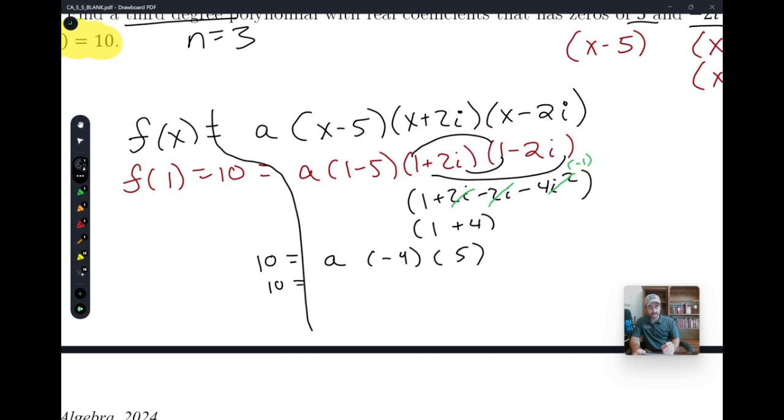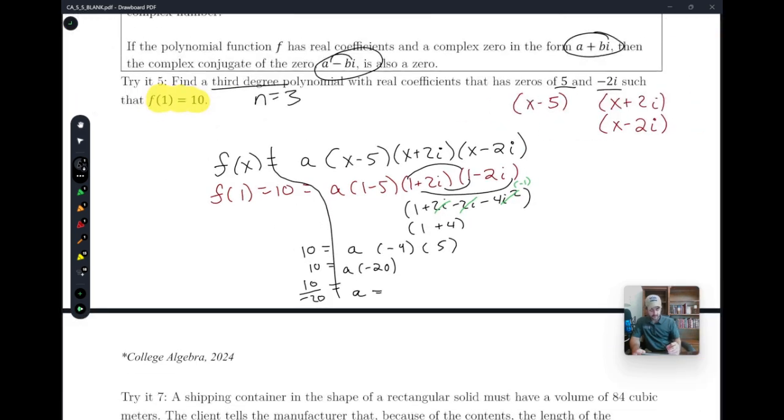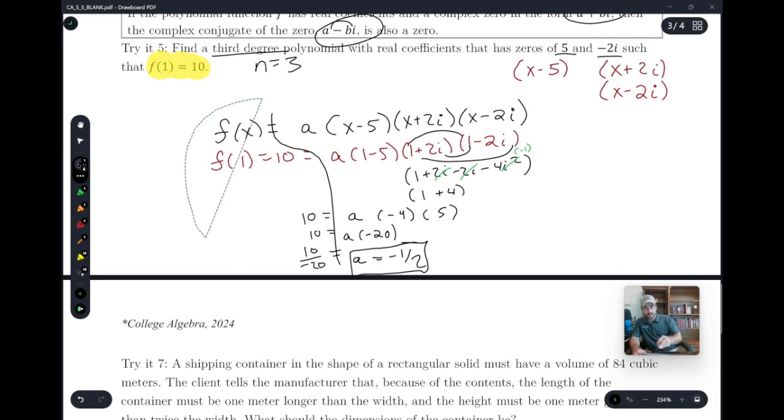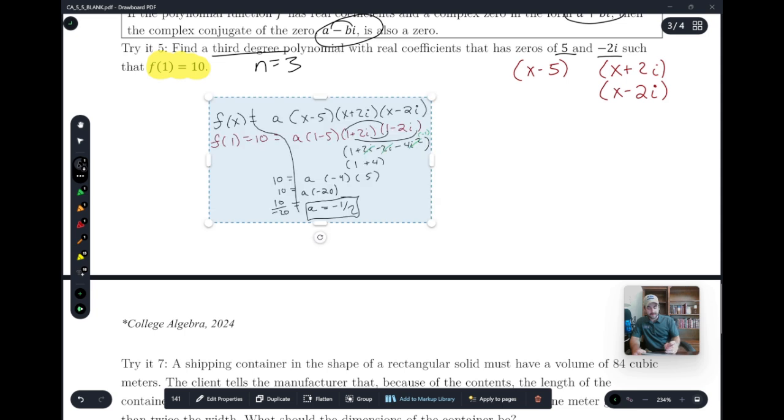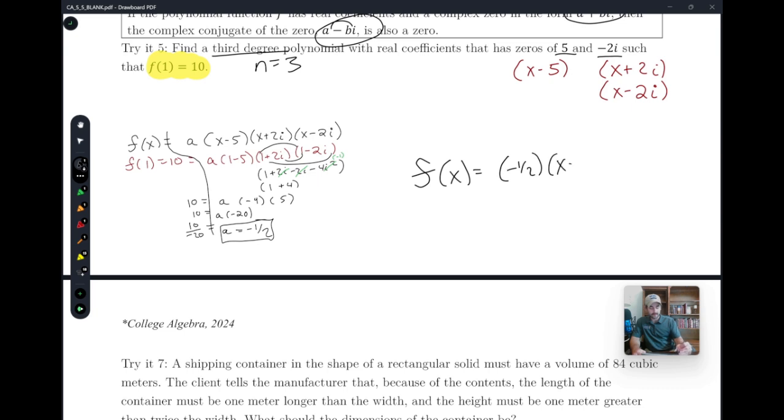So now we've got 10 equals a times negative 20, which means that a equals 10 over negative 20, or a equals negative 1/2. And now we've got our a and we've got our fully factored form, so we can just plug that a in and be done with finding the equation because of that complex conjugate theorem. So f of x is equal to negative 1/2 out front, x minus 5, x plus 2i, x minus 2i.